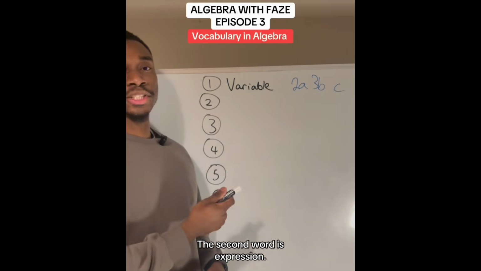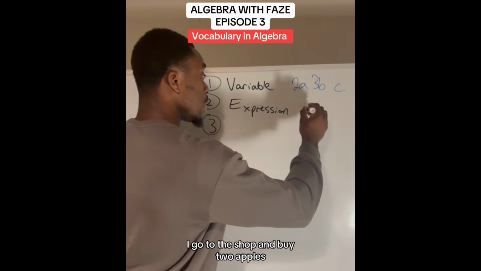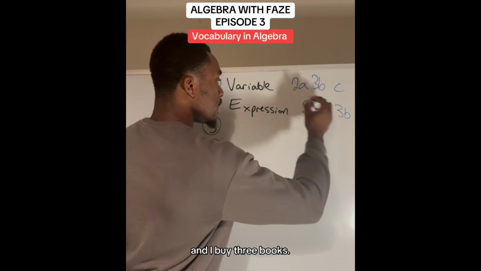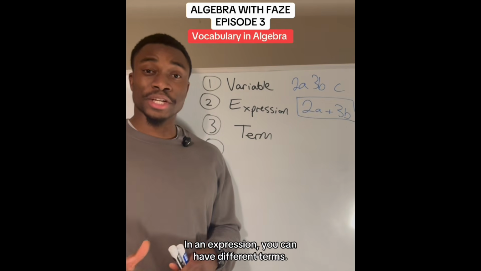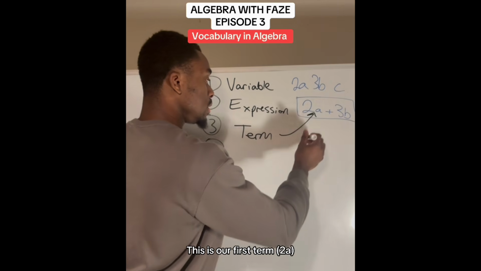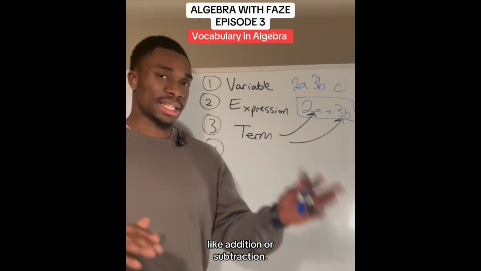The second word is expression. If I want to relate 2 variables together, I can use an expression. For example, I go to the shop and buy 2 apples and I buy 3 books. This would be my expression. The next word you might hear is term. In an expression, you can have different terms. For example, the one we have here, this is our first term, and this is our second term. You normally connect expressions with different symbols like addition or subtraction.